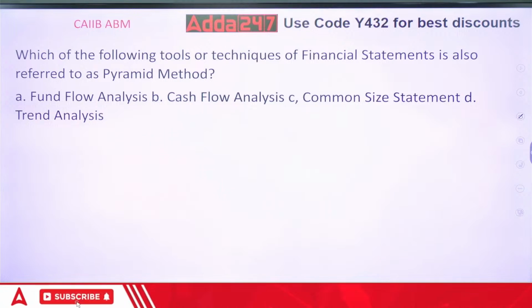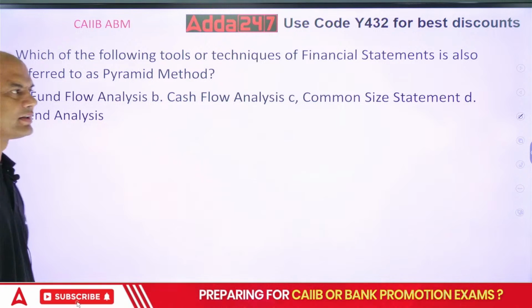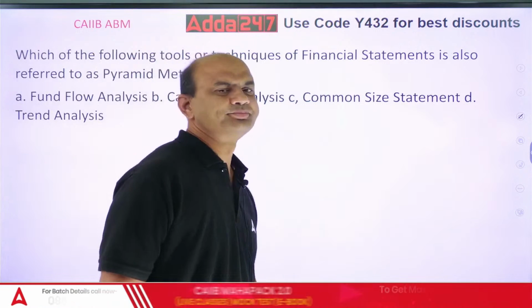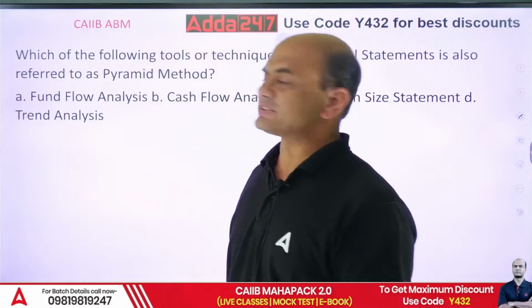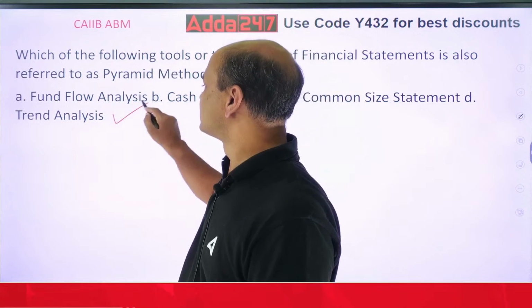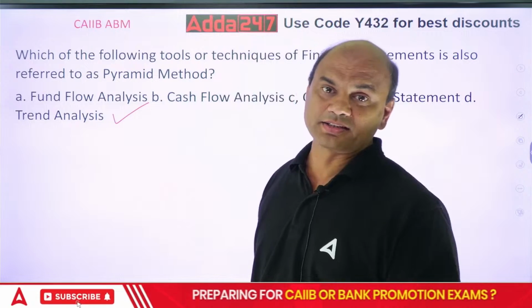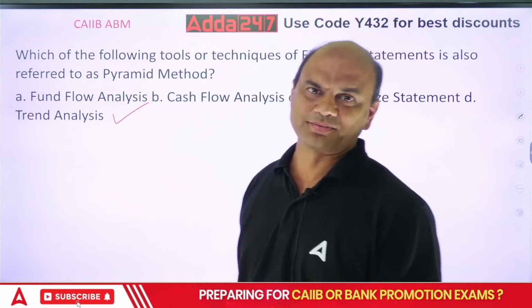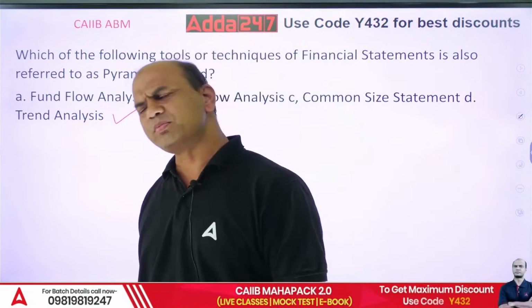So the real answer is, what did you get? Let me see the comment section. The pyramid method is always D, trend analysis. Studying the trends is known as pyramid method. Okay? What do you have in pyramid method?